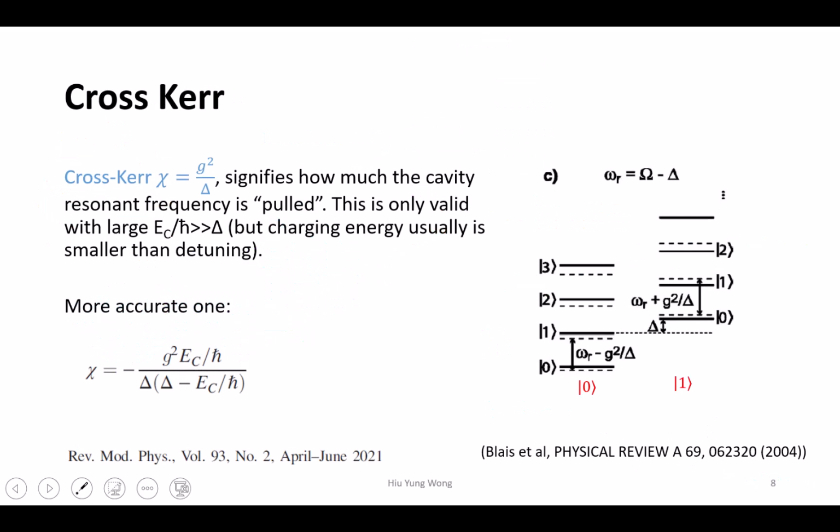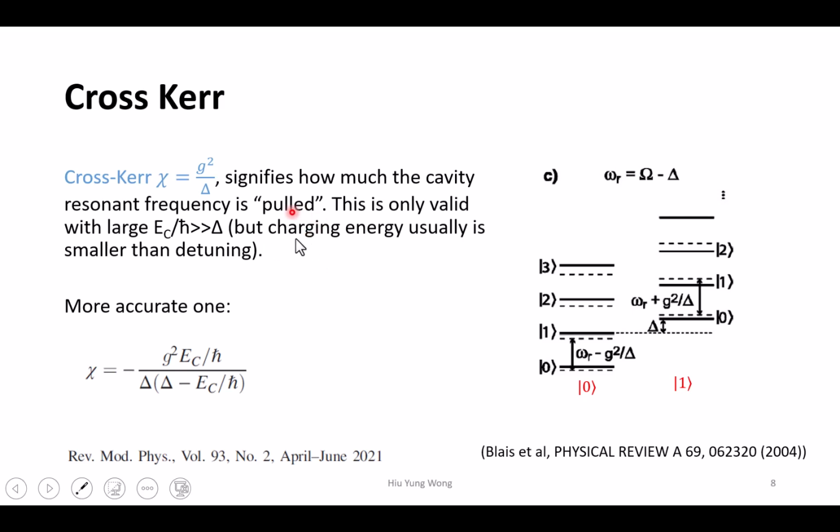So this change, this g squared divided by delta, is called the cross curve. This is something you need to do in your project, okay? Your goal is to maximize the cross curve, but it can have other problems. But naturally, you will see that a larger cross curve is better, right? Because I can distinguish them. If this cross curve is 0, it means whether you are in the 0 or 1 state, you have the same resonant frequency. Then how do I know whether you are 0 or 1, right?